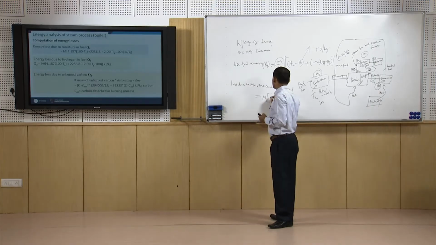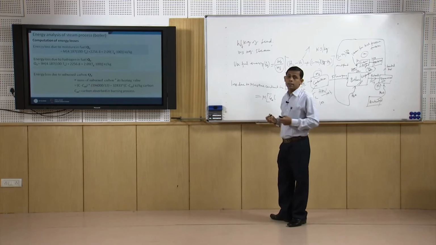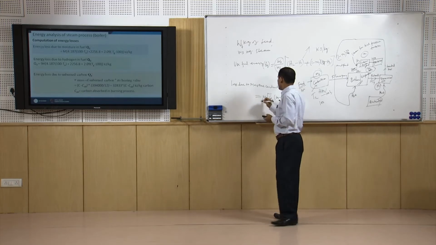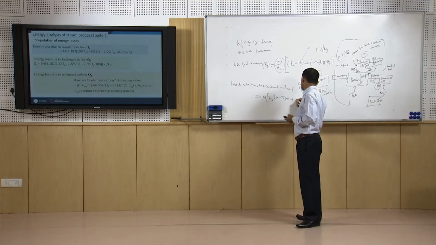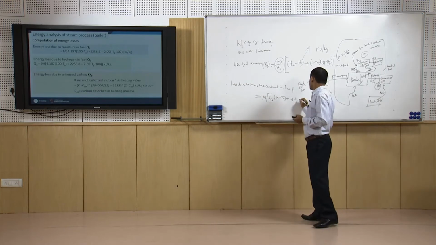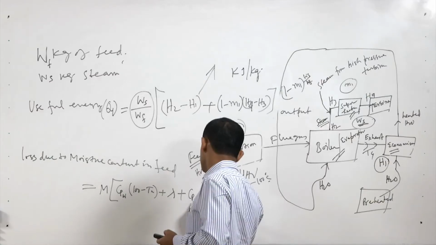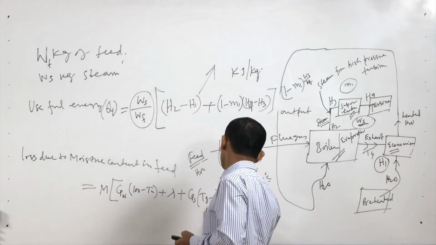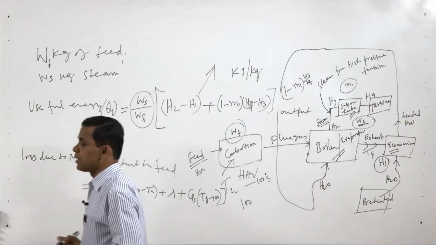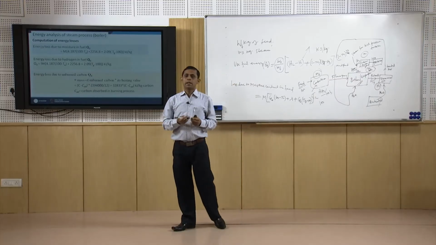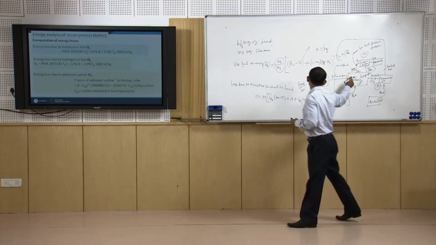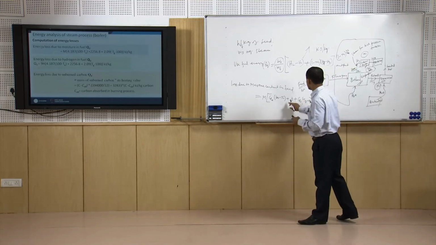So, Cp water into dt. What is dt? 100 minus Ta. So, 100 minus Ta plus M lambda, that is the latent heat, plus Cp of steam into Tg minus 100. So, this will be the heat consumed by the moisture available in the feedstocks, and that will not be used for the steam production here. So, this is our loss.